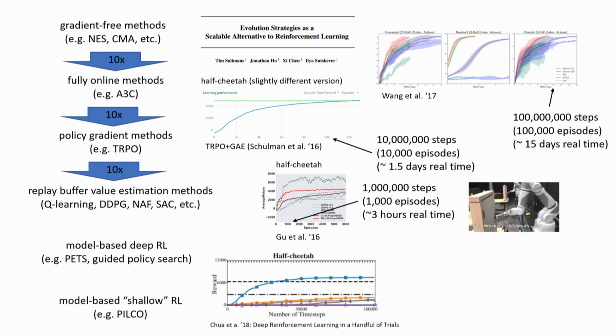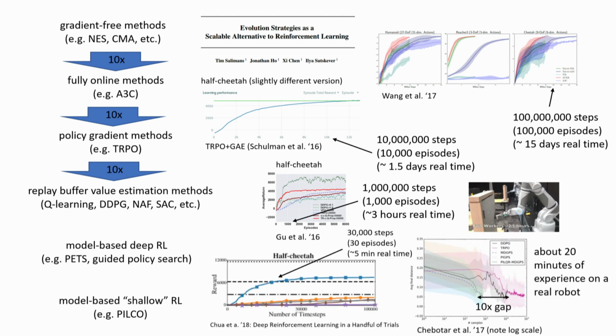Model-based RL, this is half cheetah for model-based RL, about the equivalent of 5 minutes of real time. And this is guided policy search. So again, about a 10x improvement here. And then for shallow RL, it's a little hard to compare because things like Gaussian processes are very difficult to use on tasks like half cheetah, but for simpler tasks like pendulum and so on, there you can compare, and again, you get another factor of 10 improvement. So you go from things that take minutes over here to things that take days or, in the case of gradient-free methods, months up there.